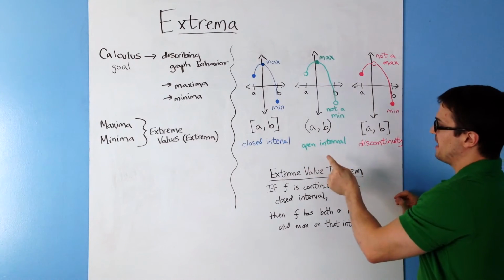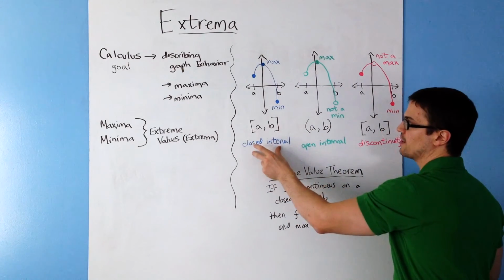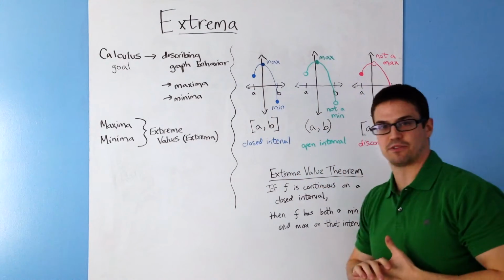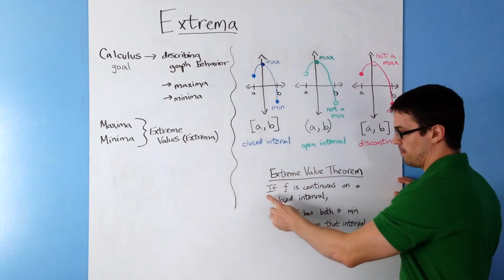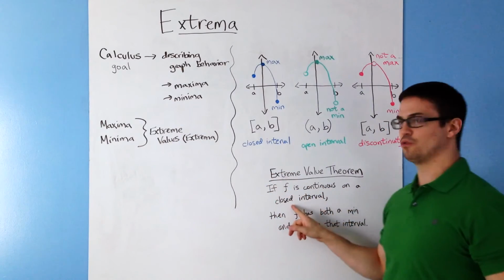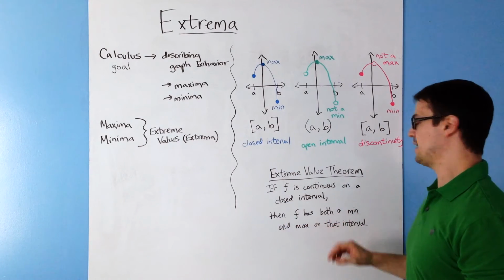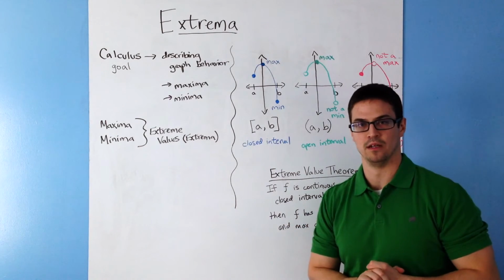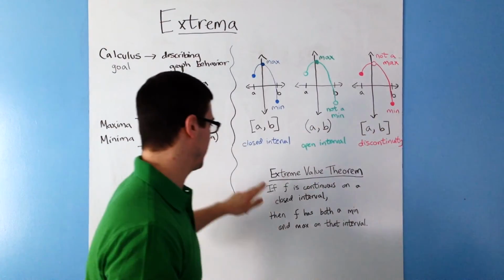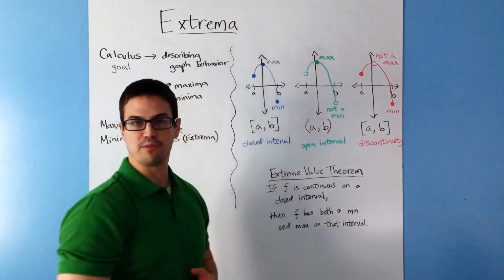So based on the fact that to have a min and a max, you need to be closed interval, like I have here, and it's got to be continuous throughout with no holes, there's a theorem that was created that's called the extreme value theorem, and it basically states as follows. If a function is continuous on a closed interval, just like this one, then f has both a min and a max on that interval. So if it's closed and it's continuous, there's a min and a max. That's basically extreme value theorem, and it's based off these graphs that I just showed you right here.